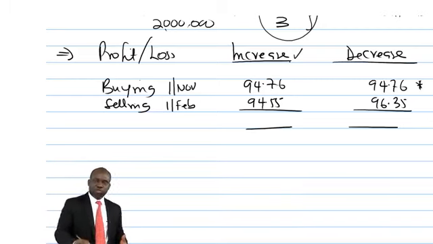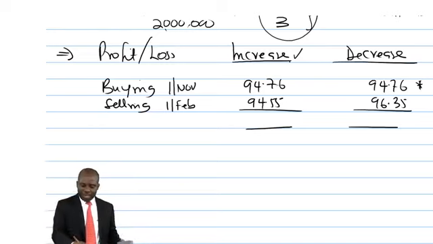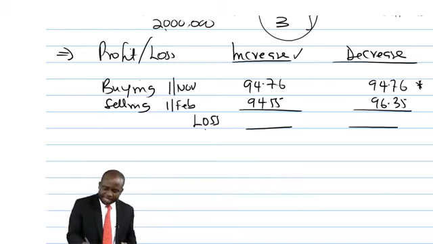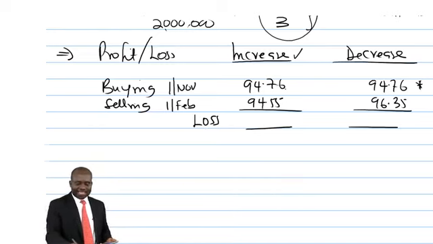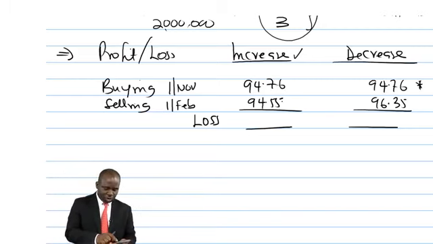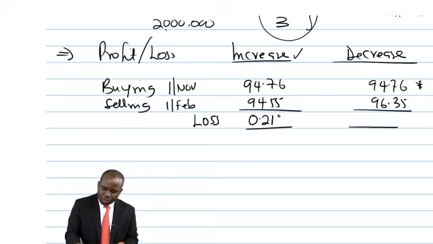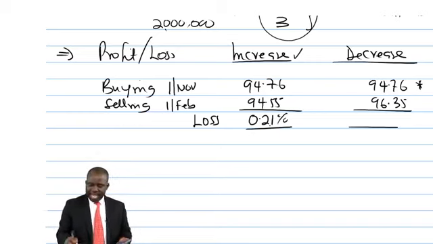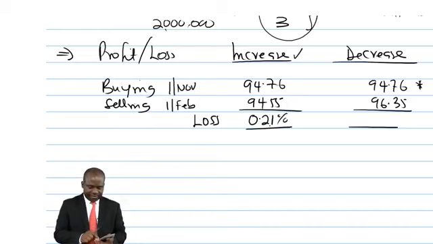So should interest rate increase, I would have to make a loss. That is why I'm making a loss here. I will buy it at 94, sell it at that. I have got an obligation. So 94.76 minus 94.55 will give me 0.21 percent, and then 94.76 minus 96.35.